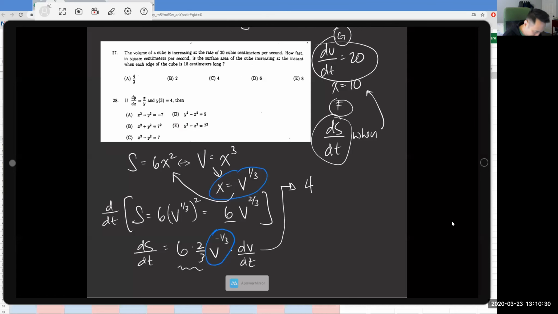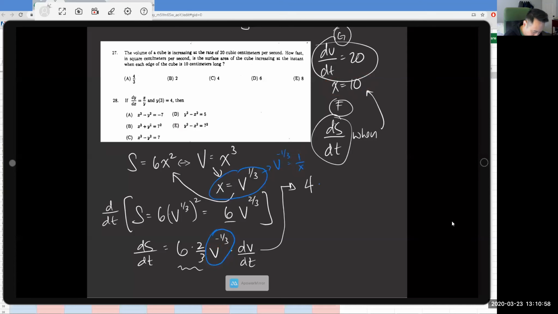So can I write this? Can I say that v to the negative 1/3 power would simply be 1 over x, right? I'm flipping both sides of the equation, right? So I'm going to replace this v to the negative 1/3 power with 1 over x. Why? Because I have x equals 10. I get to use that. I don't have v, right? So I'm going to change it back in terms of x, right?